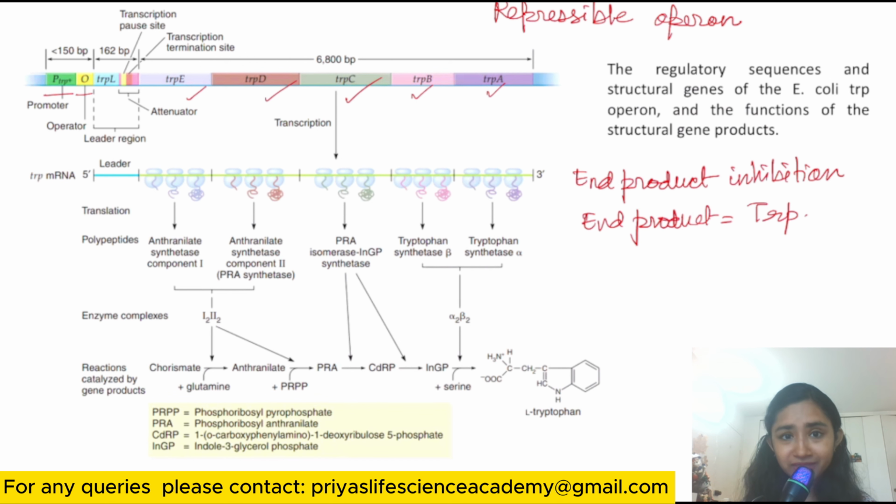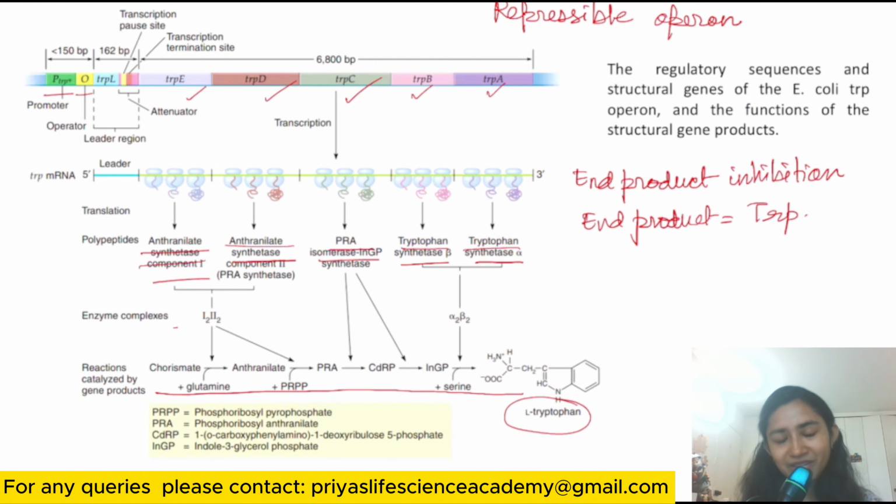From this operon, you can get polycistronic mRNA, and then from polycistronic mRNA, you can get the proteins. So from the TRP operon, the enzymes are produced. Those are known as anthranilate synthase 1, anthranilate synthase 2, PRA isomerase, indole glycerol phosphate synthase, tryptophan synthase beta, tryptophan synthase alpha. These enzymes work in a pathway, and their end product is tryptophan.